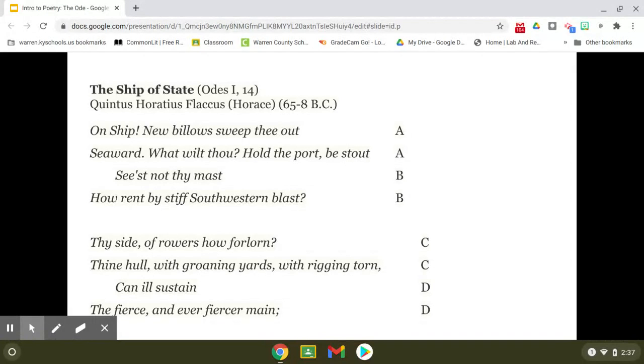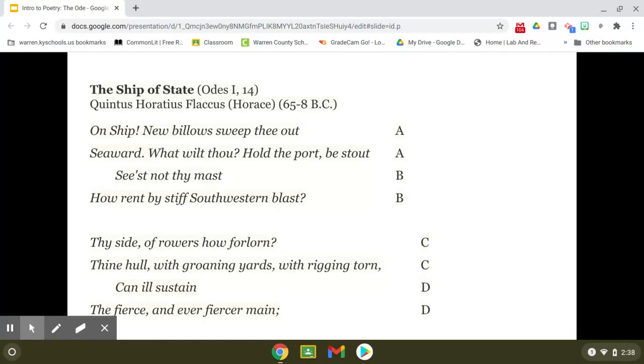So let's stop here and talk about what this is actually saying. He says, "O ship." So he's saying, government, go forth. "New billows sweep thee out seaward." So you are being taken out to sea by different types of winds, just like the government has to deal with lots of different types of problems.